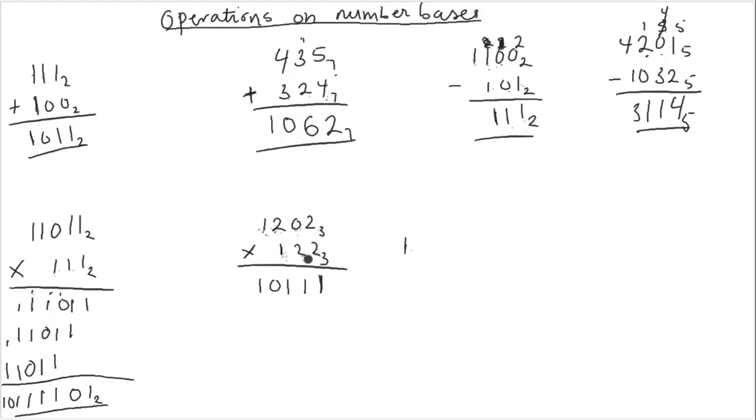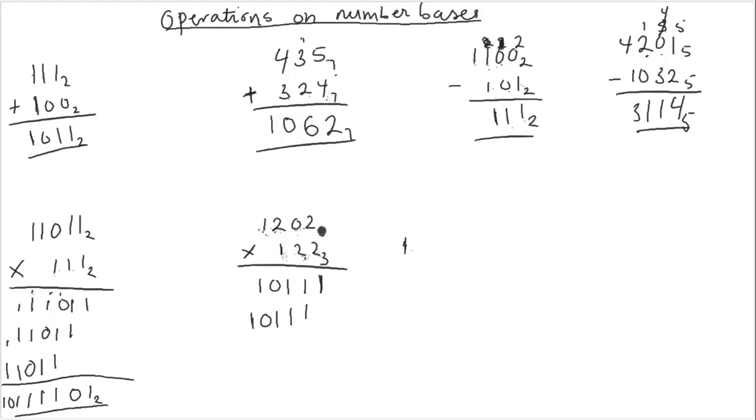Then the next digit, 2 times 2 is 4. 4 base 3 is 1, 1. So I write 1 and I'll carry 1. 2 times 0 is 0, plus 1 is 1. 2 times 2 is 4. Base 3, 1, 1. So I write 1. I'll carry 1. Then 2 times 1 is 2, plus 1 is 3. 3 base 3 is 1, 0.